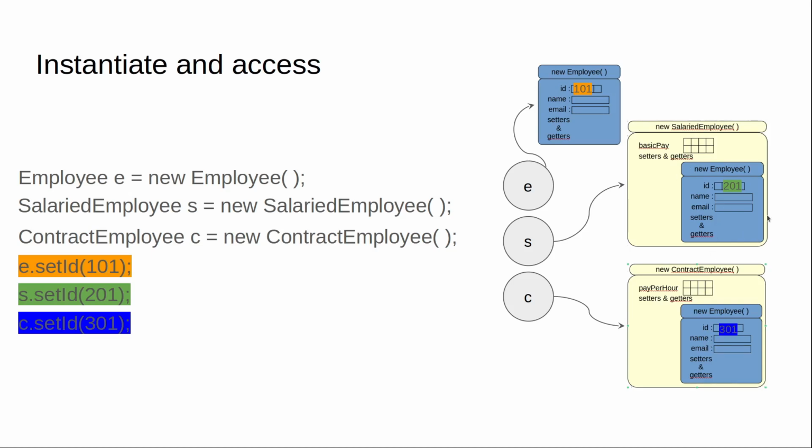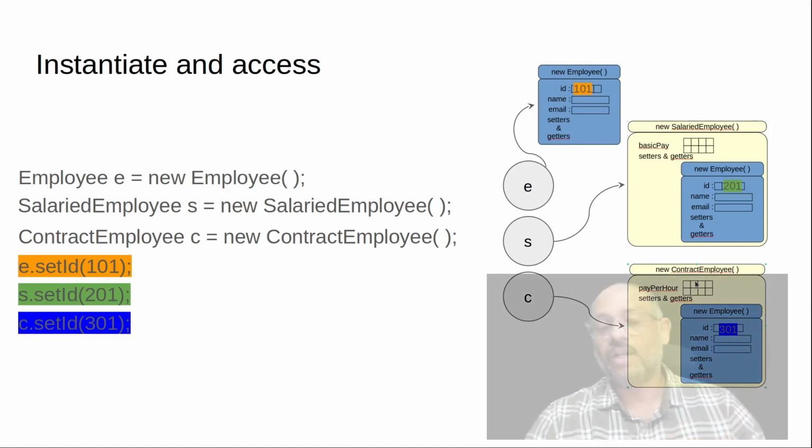Now, the major intention behind this pictorial presentation of these objects is that the superclass object contained inside of the salaried employee doesn't have any influence on the superclass object contained inside of the contract employee. So these two subclasses will have their own copy of the superclass.